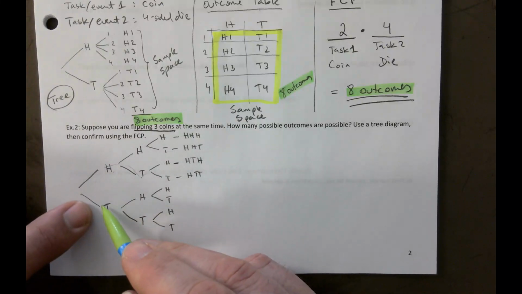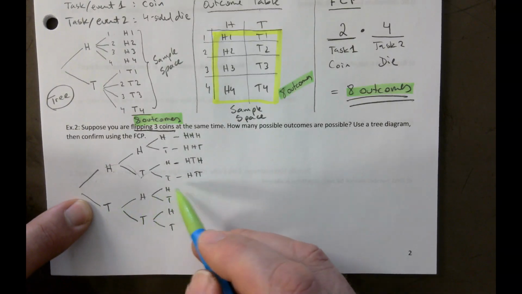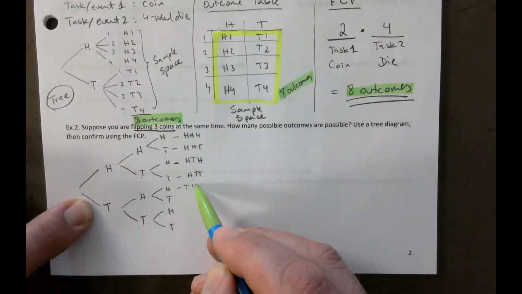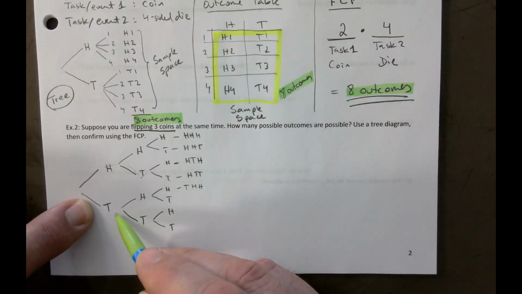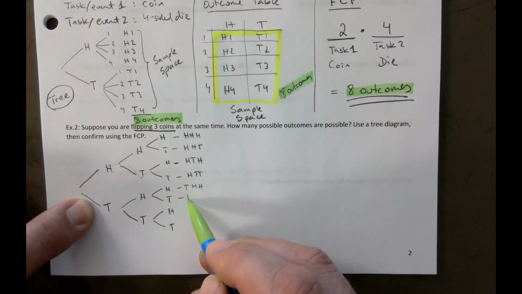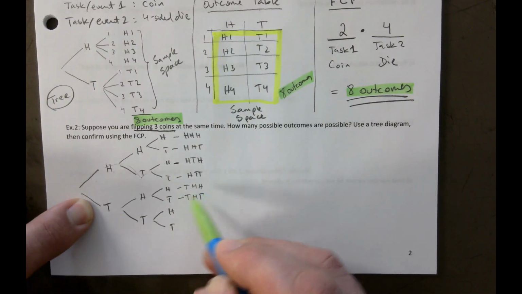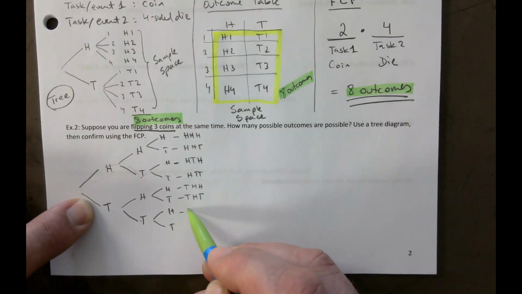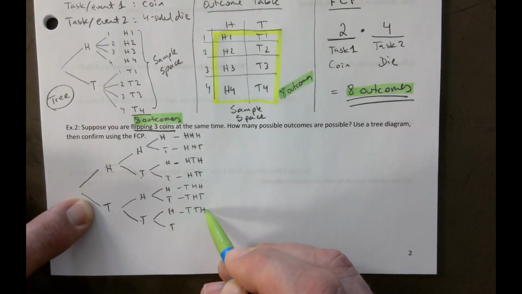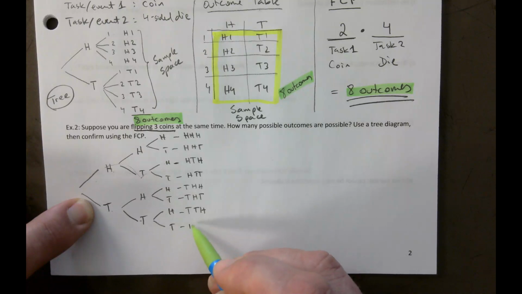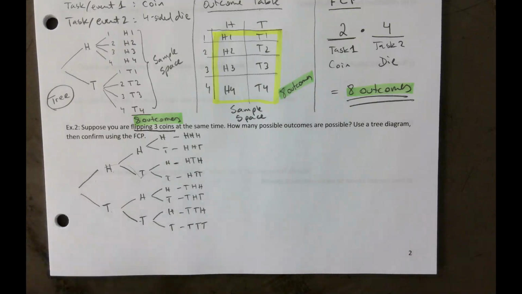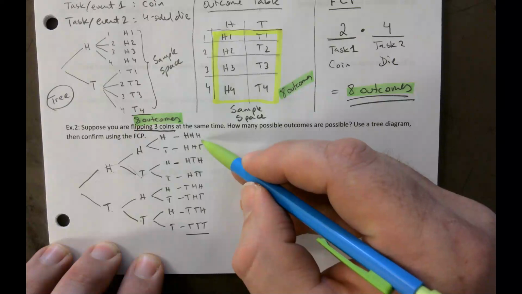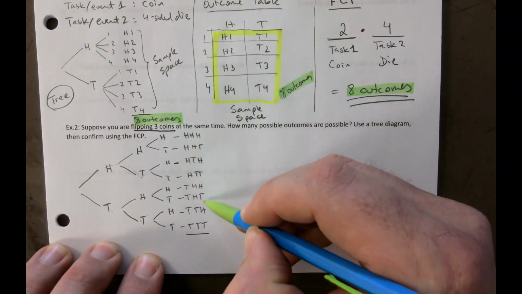And then we go down this branch. Tails, heads, heads. Tails, heads, tails. Tails, tails, heads. And all tails. Check. How many outcomes? 2, 4, 6, 8.